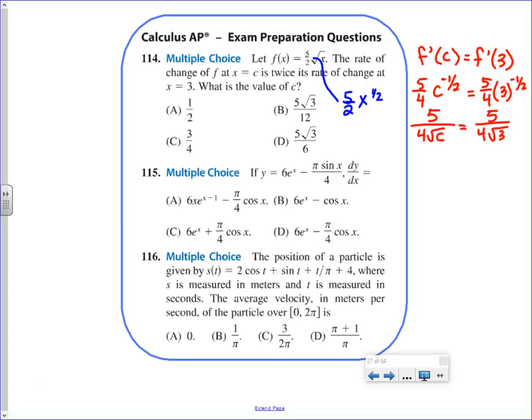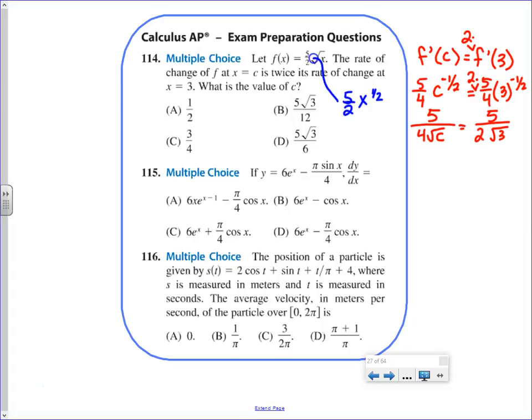Uh-oh, what am I forgetting? Wasn't there something that said the rate of change at c is twice its rate of change? So what should have been here? 2. So what should be here? 2. What's 2/4? 2/4 will be 1/2. My bad, right? Twice the rate of change. Does that make more sense?